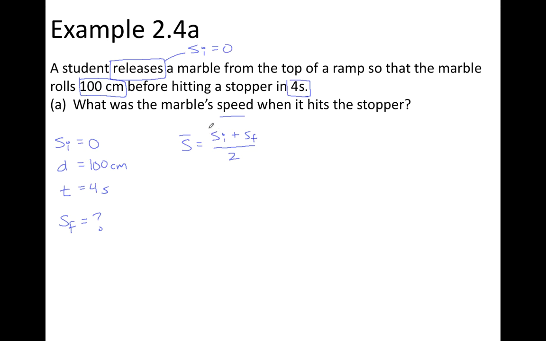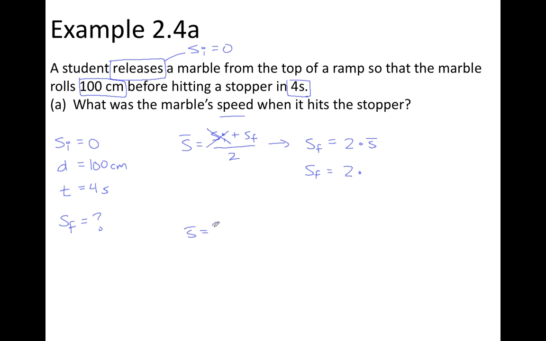The initial speed is zero, so that goes away. And if I multiply each side by 2, that will eliminate the 2 from this side, leaving SF by itself. And on the other side, we'll have 2 times the average speed. So to find the final speed, I will need to determine what that average speed is. I'll do that down here.